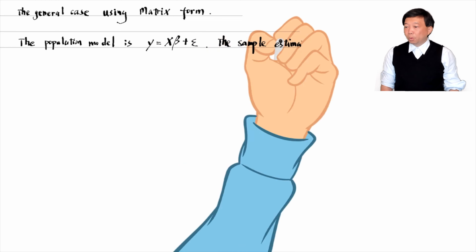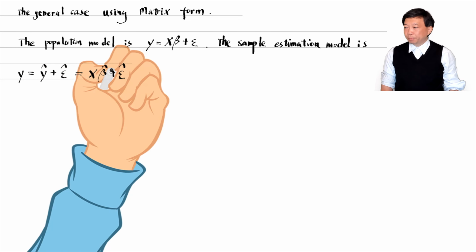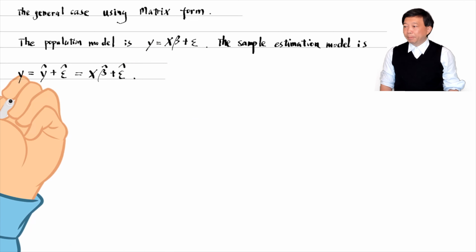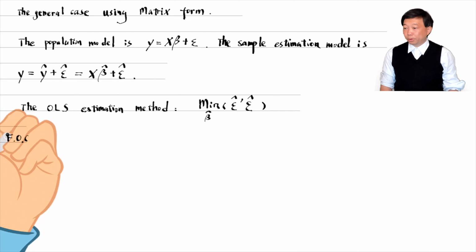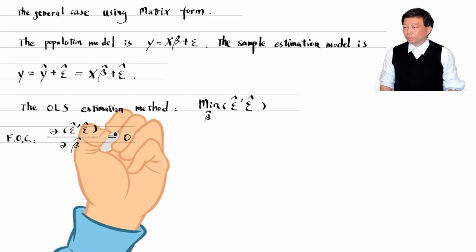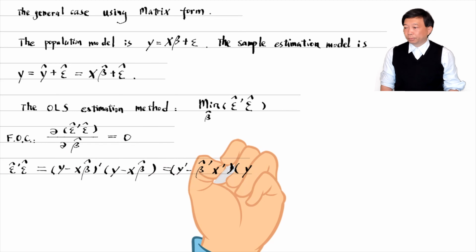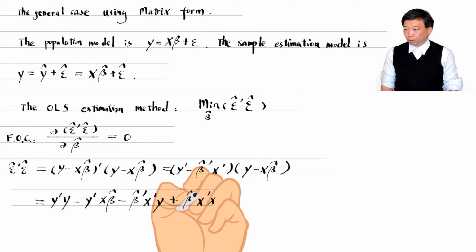The corresponding OLS estimation model is y equals X times beta hat plus epsilon hat, where the beta hat is the OLS estimator and the epsilon hat is the residual. The matrix form of the first-order condition for minimizing the sum of squared residuals is as follows. Please find information on the derivation from the link below too. Finally, it leads to the OLS normal equation in matrix form.